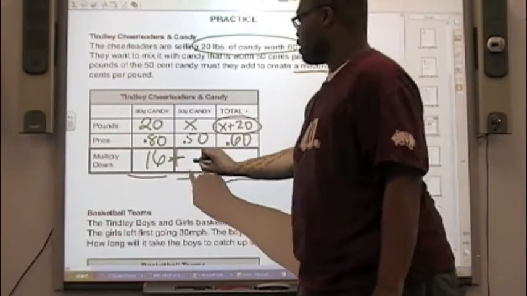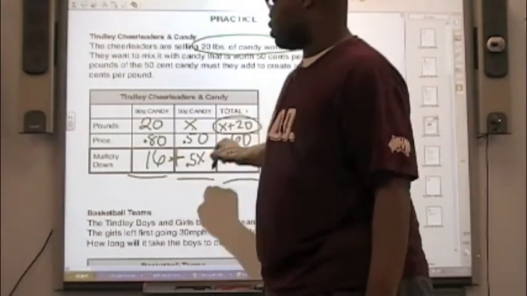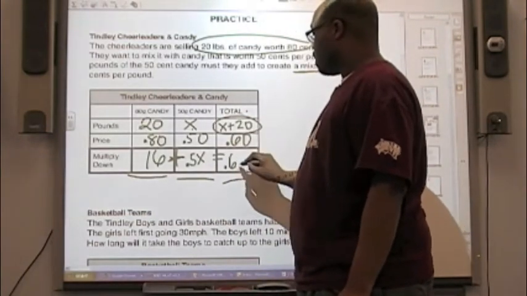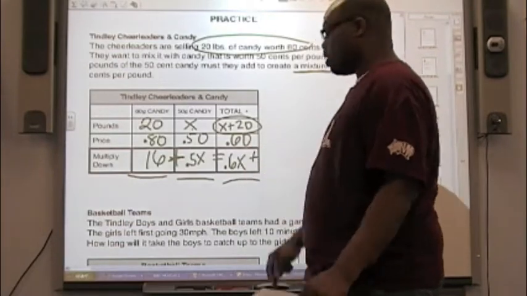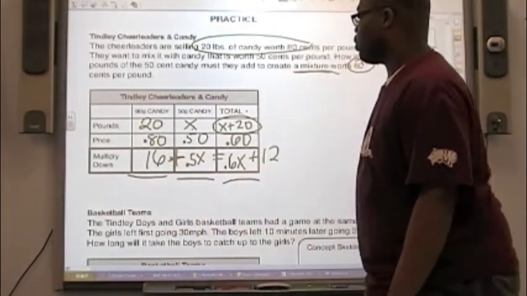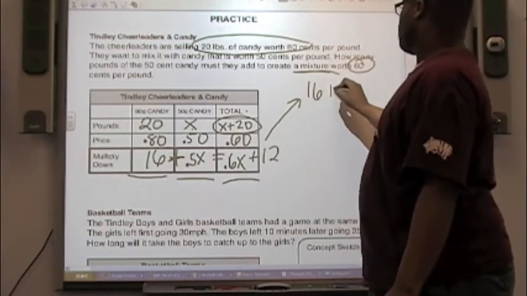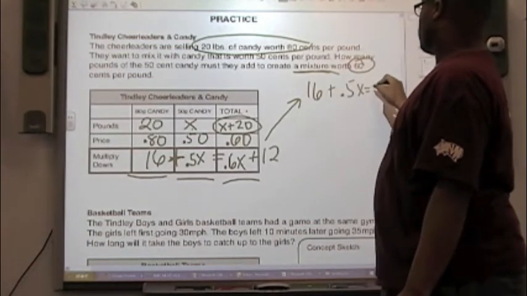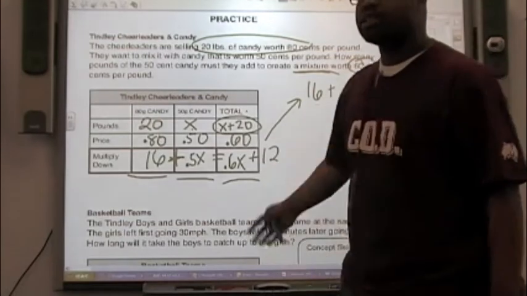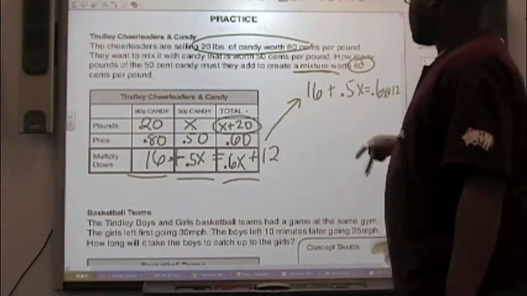50 cents times x is a half x. And we have to use the distributive property to do this. And so it's going to be 6/10 x plus 60% of 20, which is 12. And so like I said, our equation is already created because now we have, bringing this over here so we can use our algebra, 16 plus a half x equals 6/10 x plus 12.